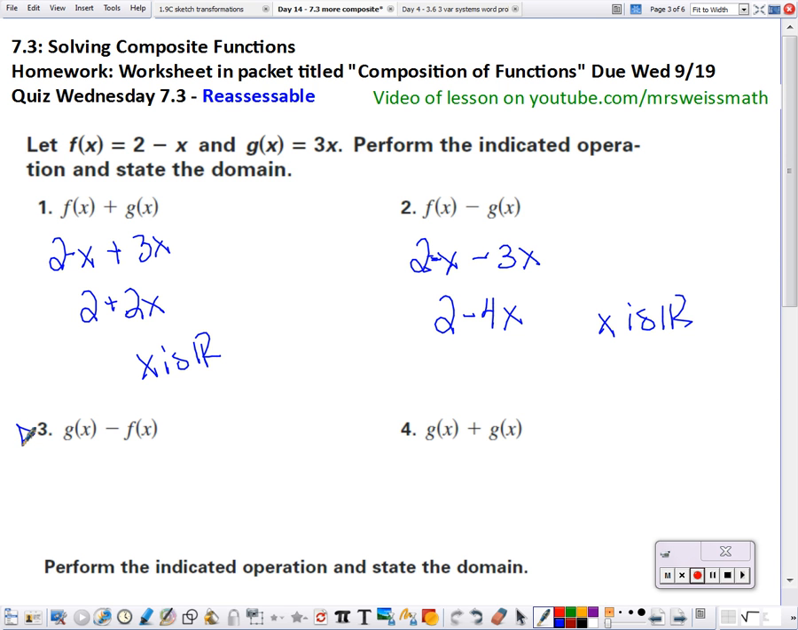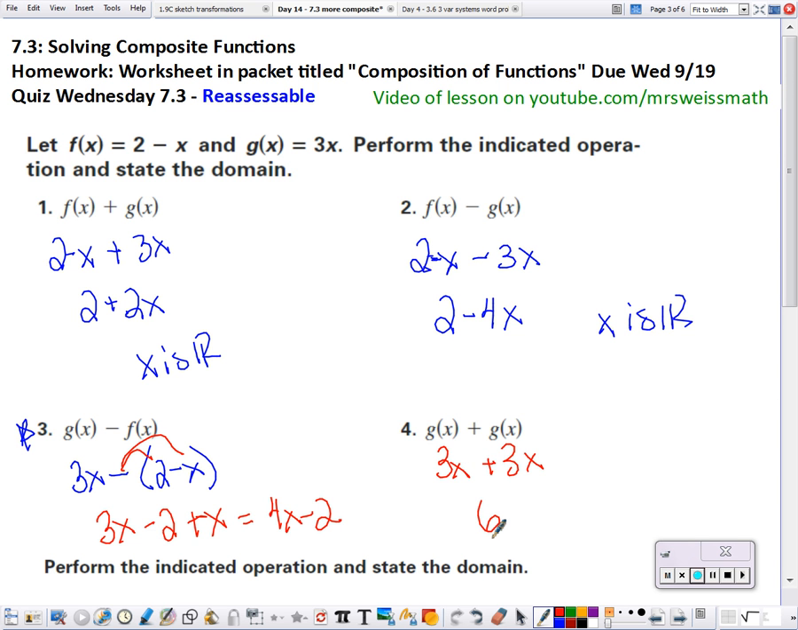Now for 3, you have to be careful with your signs. It's minus the entire quantity of 2 minus x. This negative gets distributed to both pieces. So this is 3x minus 2 plus x, which is 4x minus 2. And again, the domain is all reals. So 6x, and again, the domain is all reals, because all of these are just lines.